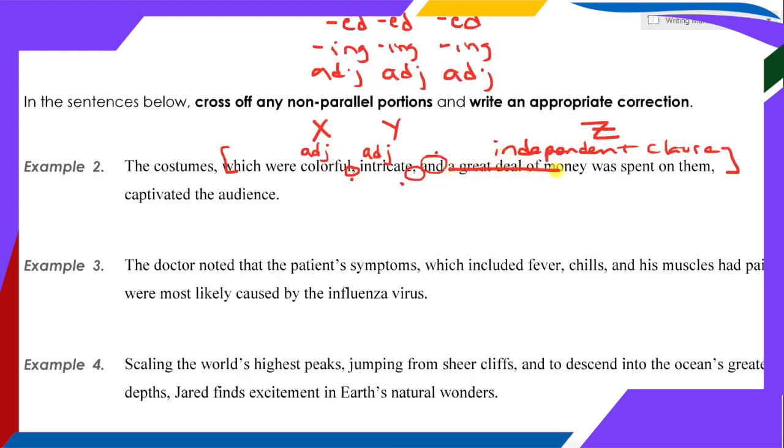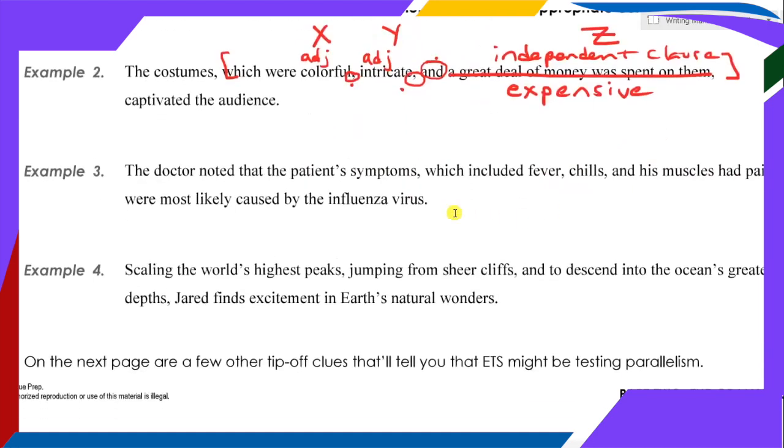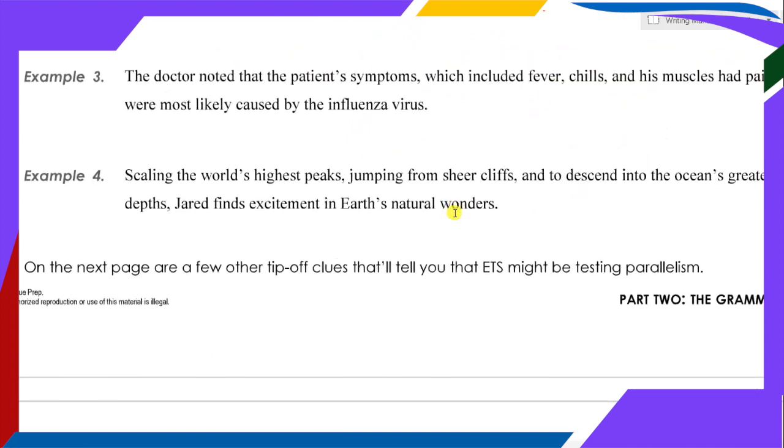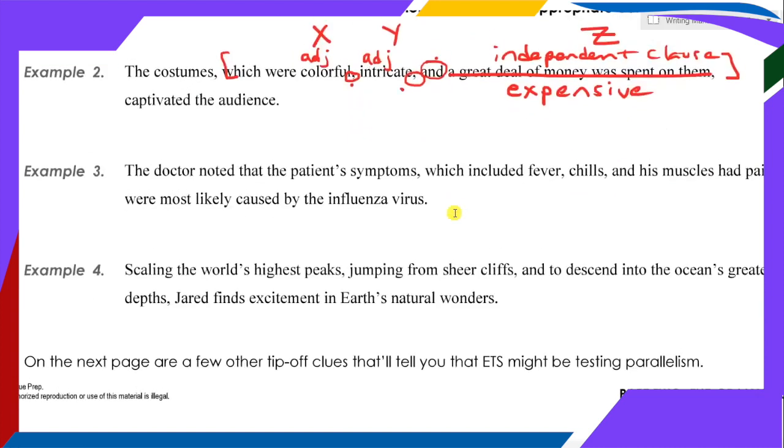We want this to be an adjective, and the way to describe something on which a great deal of money was spent is probably expensive. And now we have adjective, adjective, and adjective. And now we have parallelism. Example 3, go ahead up. You already did it, so I'll go ahead and do it right now. Hopefully you already did it. If you didn't, pause the video.